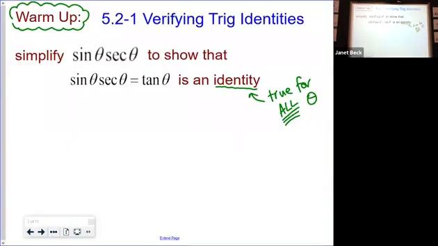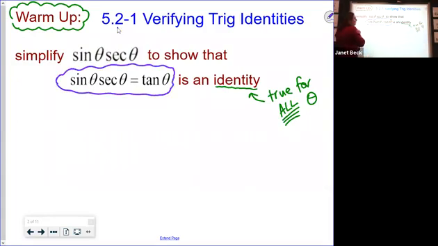So in lesson 5.2, verifying trig identities, it's very, very similar to lesson 5.1. In lesson 5.1, you were simplifying trig identities, just an expression that you had to simplify. In 5.2, you're actually going to be given a whole equation, and you have to verify or show that it is an identity.